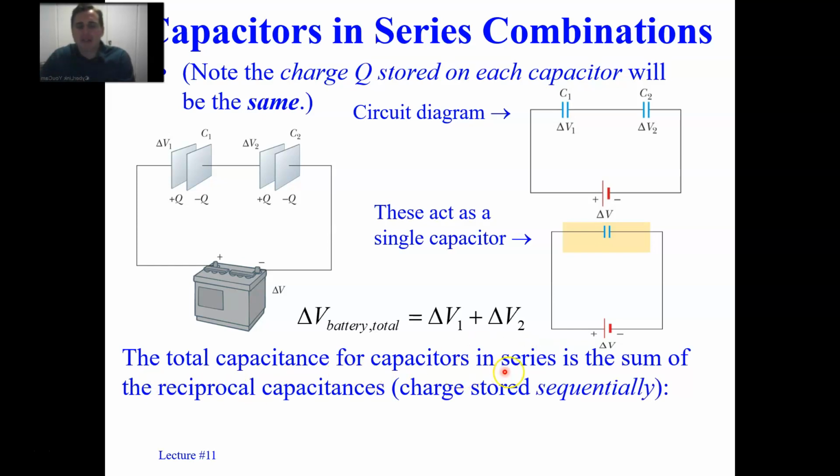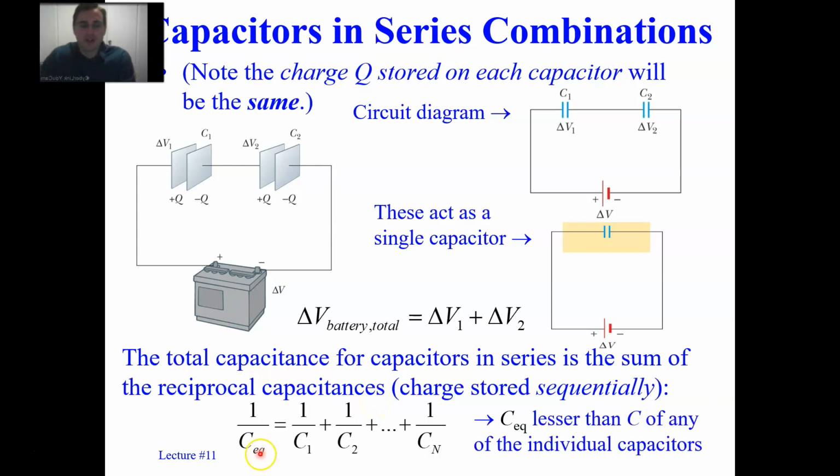But how about the total capacitance for capacitors in series? You have to sum the reciprocal capacitances and then actually take the reciprocal to get the equivalent capacitance. So the equivalent capacitance, 1 over it in fact, is equal to 1 over C1 plus 1 over C2 plus all the way over to 1 over Cn. And notice that this leads to a very important rule, that the equivalent capacitance for capacitors in series will always be smaller than the smallest one. In other words, the equivalent capacitance is smaller than any of the individual capacitors.